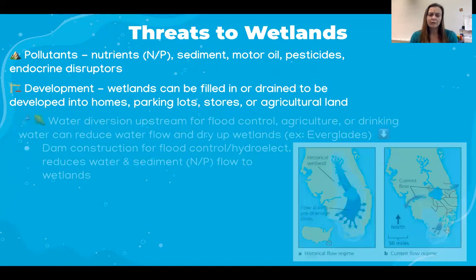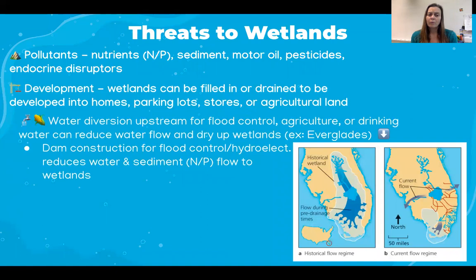This is a major issue in Florida, along with water diversion upstream, whether that happens for flood control or for agricultural purposes or for drinking water. This can reduce the water flow and it can dry up wetlands. So that's a major issue in the Everglades, as is the fact that, like the Great Dismal Swamp, there were efforts to drain the Everglades to increase the amount of saleable land in Florida.